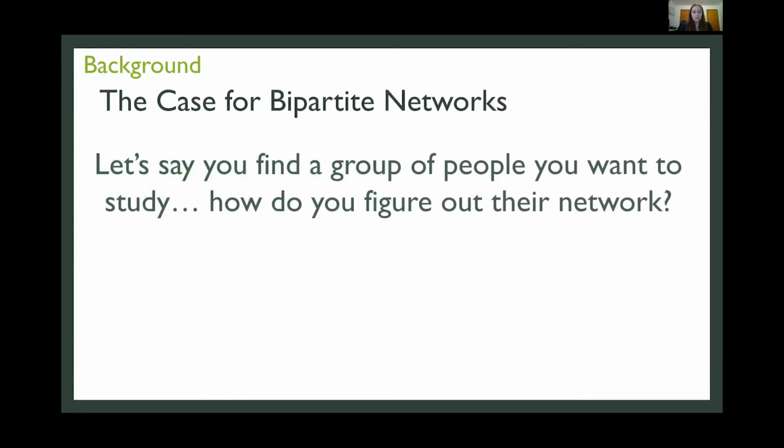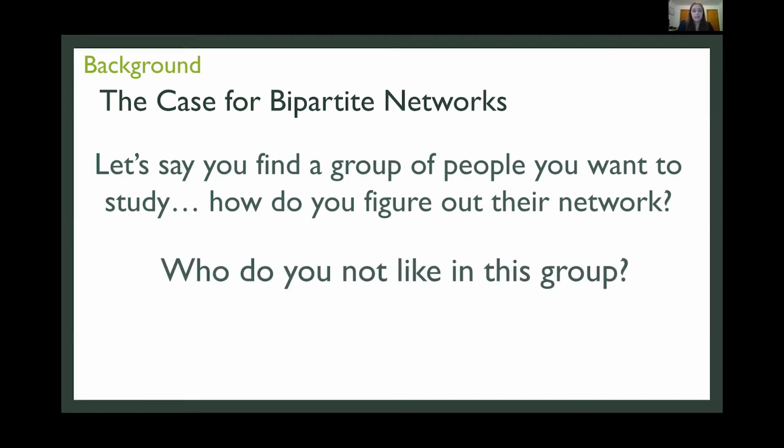So let's say we find a group of people that we want to study, and we want to figure out how do we represent them as a social network? How do we put them in a graph where we can represent the relationships through their edges? So we could ask them, we could take a survey. We might say, who do you work really well with? Who have you worked with in the past? But if we also want to know negative relationships, we end up with a problem because it's going to be pretty awkward if we just say, who do you not like in this group? So we need to find a better way.